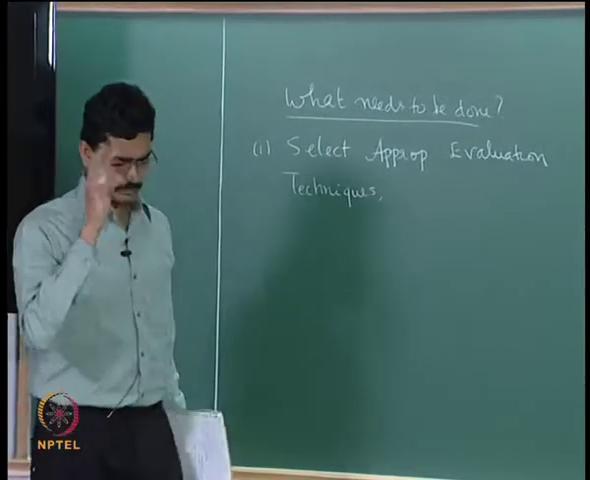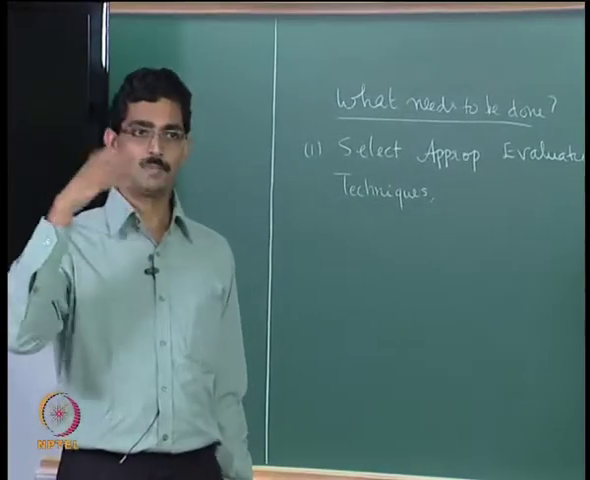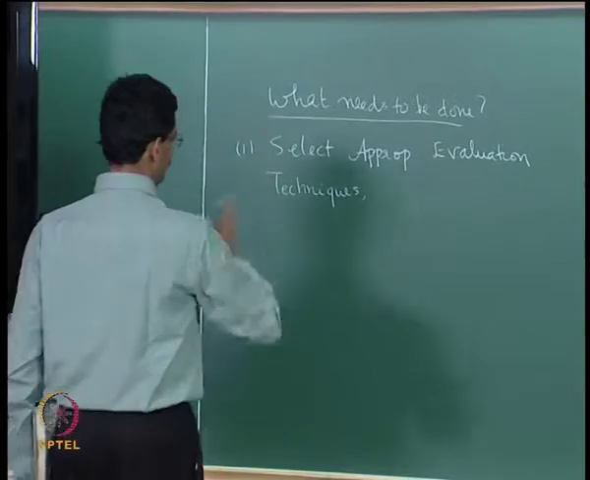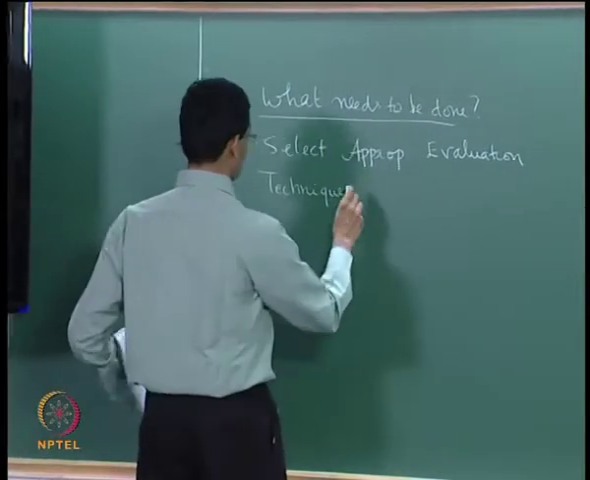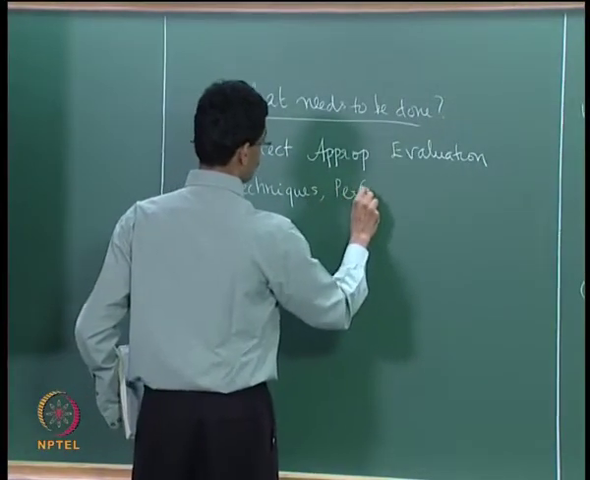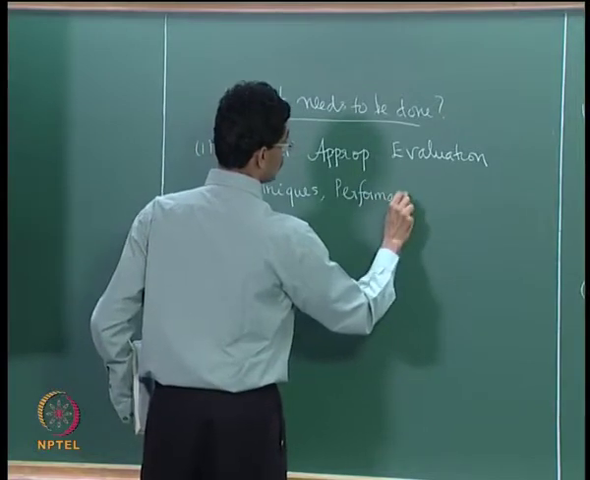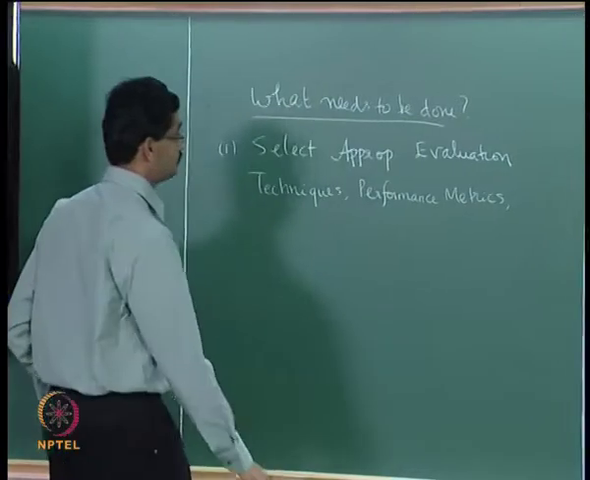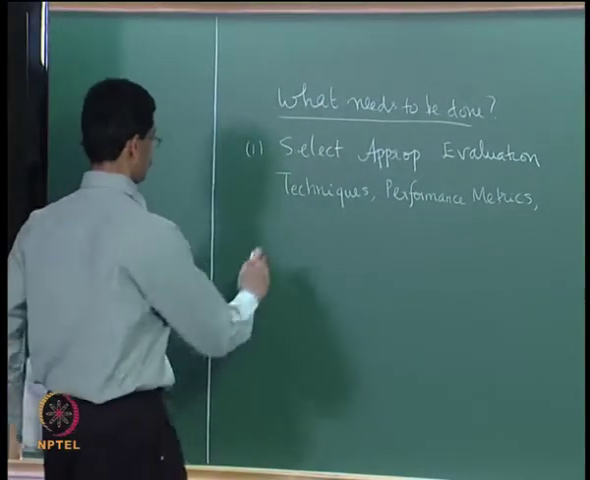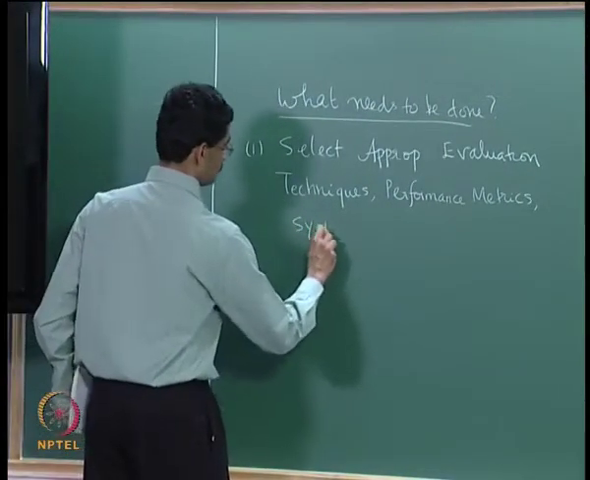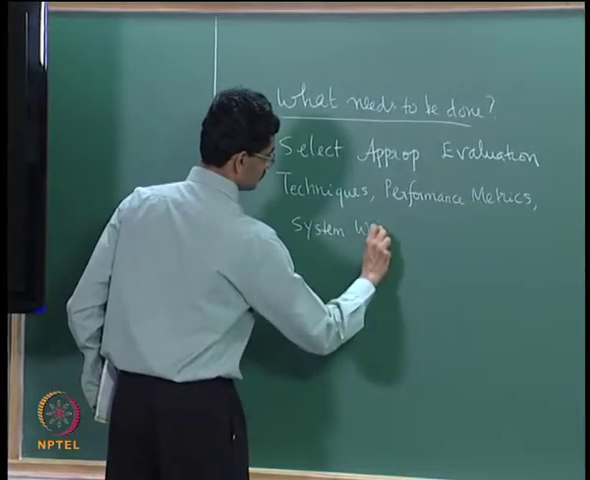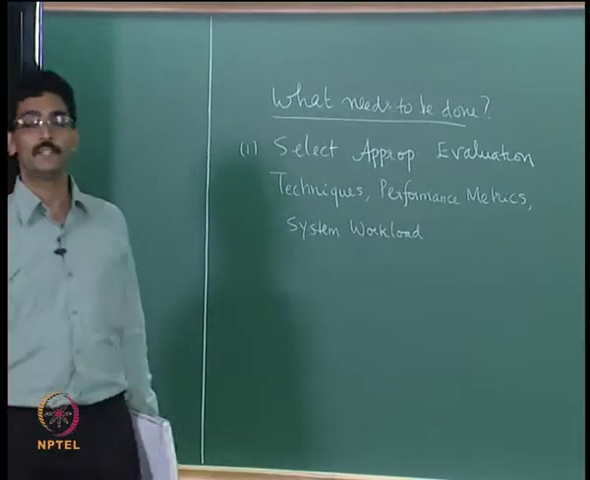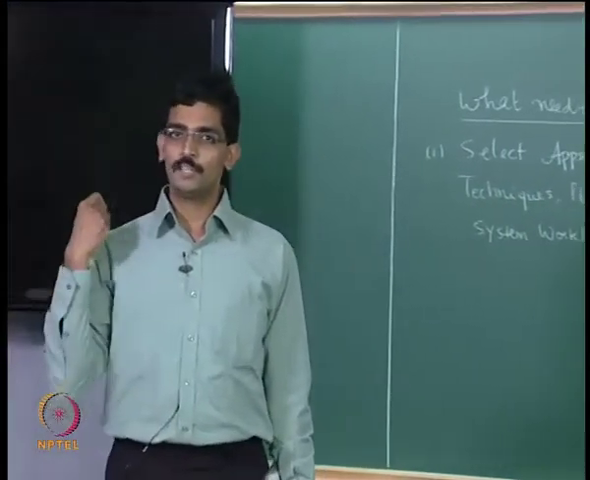So assume that you have somehow built the system, let us say implementation has been done. So you need to define certain things. One is okay, what kind of experiments you are going to build, and then what are the performance metrics, as well as system workload, and so on. So one has to define what it is that I am trying to optimize.